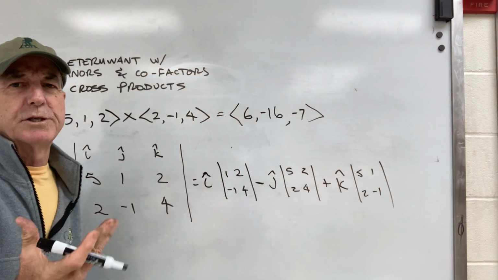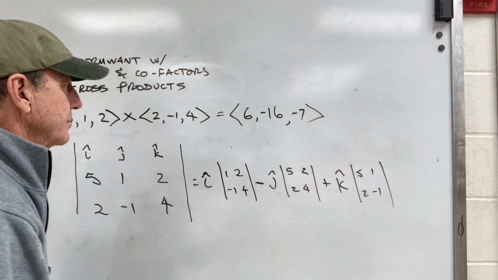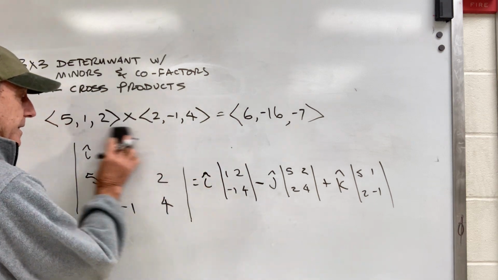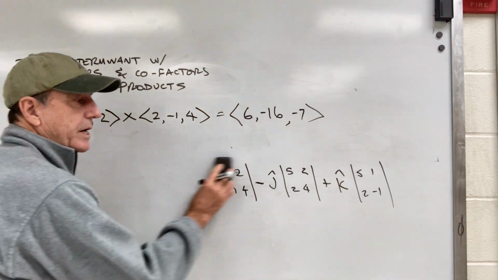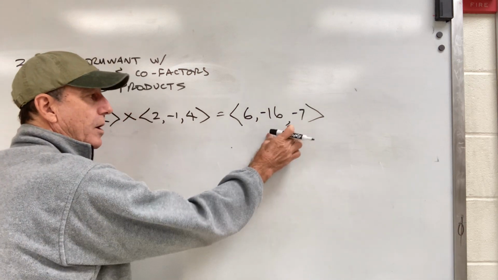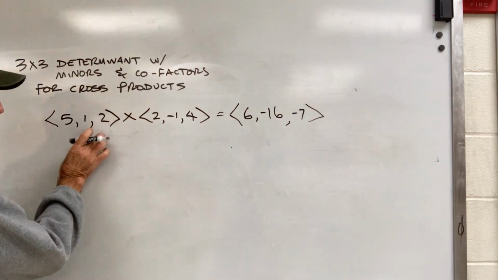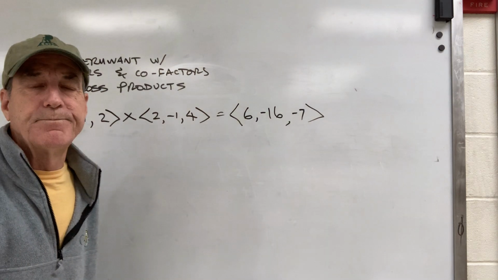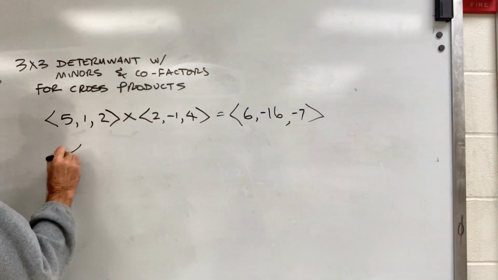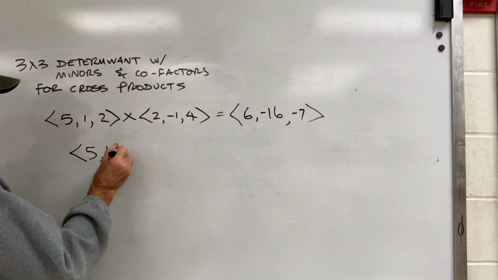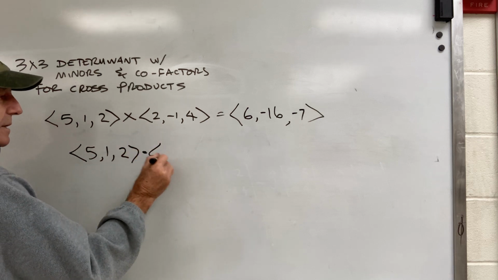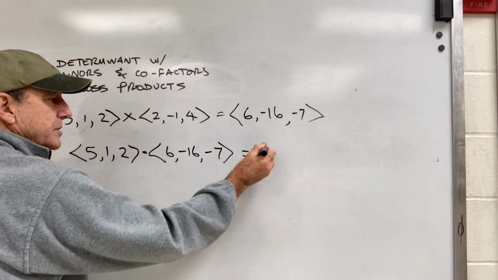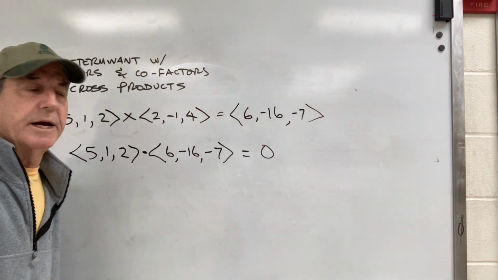You may find this much quicker and easier than using the rule of Sarrus. Remember, there is a check. The check that we use was to make sure that this cross product is orthogonal to each one of these original vectors. And we do that with dot products. Okay, so let's see. We have 5, 1, 2, dotted with 6, negative 16, negative 7. That had better be 0. If it's not, then we've made a mistake.